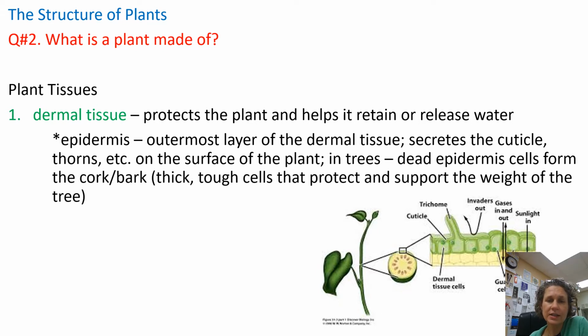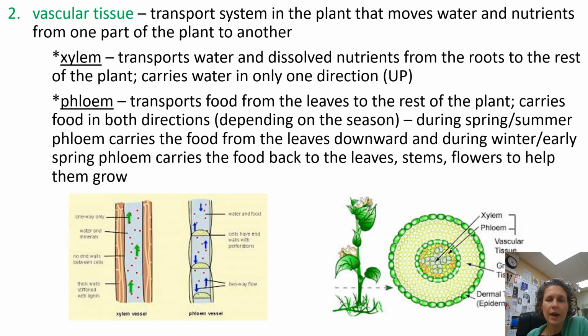In trees, this epidermis is dead. What you're seeing is dead, and they form the bark of the tree, the cork of the tree, and their function in those cells is to protect again, it's an extra hard layer, and then support the weight of the tree up above it. All right, vascular tissue is what we've been talking about with the vascular versus non-vascular.